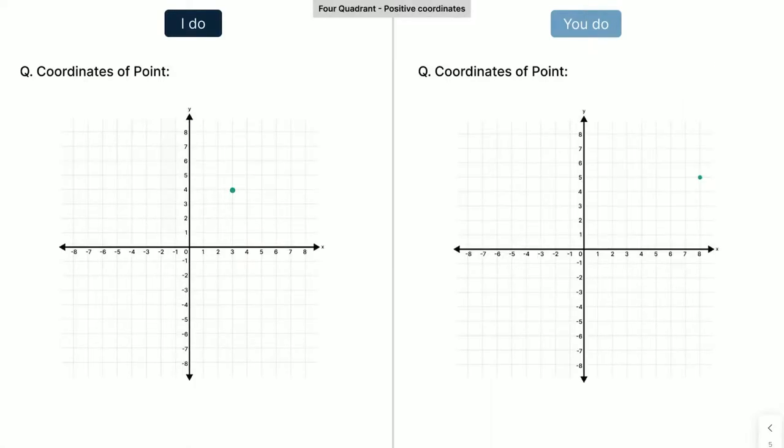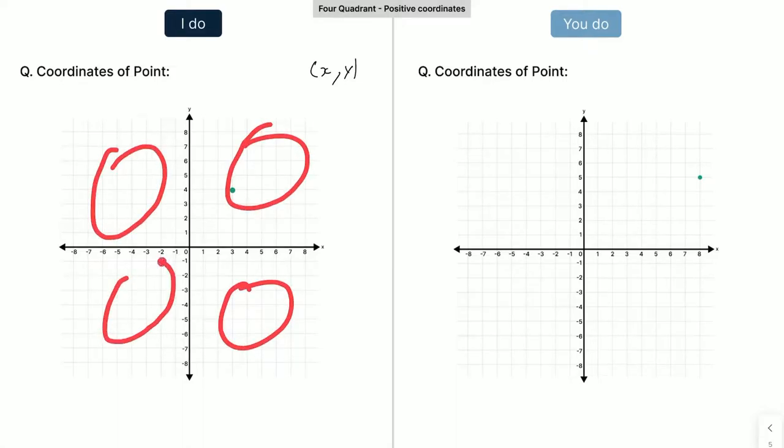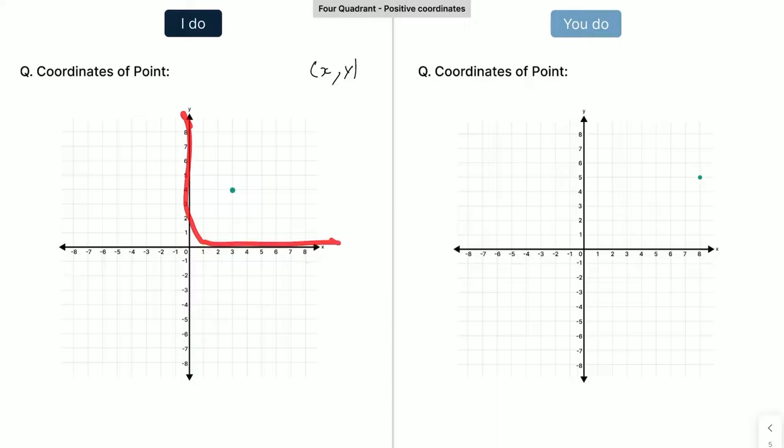So now we're looking at 4 quadrants, but the exact same principles apply. We are reading x and y. So now the graph has 1, 2, 3, 4 quadrants, but we are currently focusing right here. So if I was to read the coordinates of this, it's going to be x is 3 and y is 4. Again, press pause and have a go at the example on the right. So if I was to read the coordinates of this, x is going to be 8 and y is going to be 5.